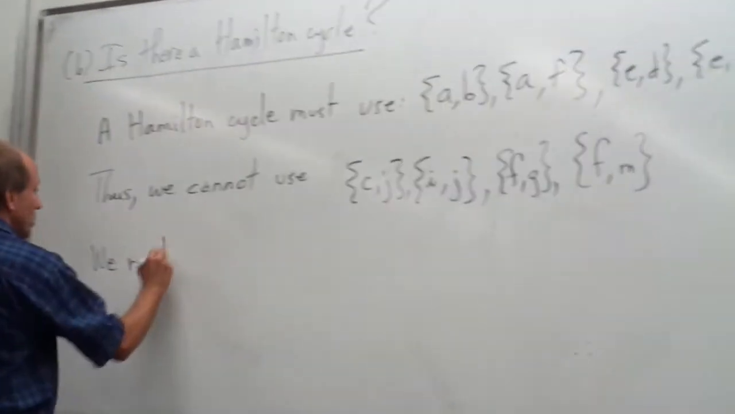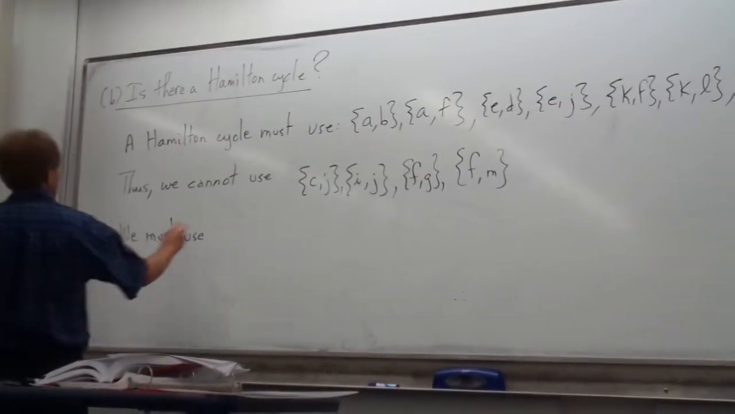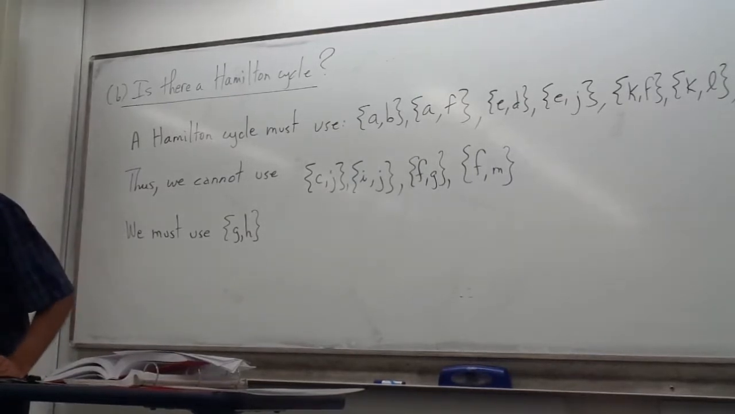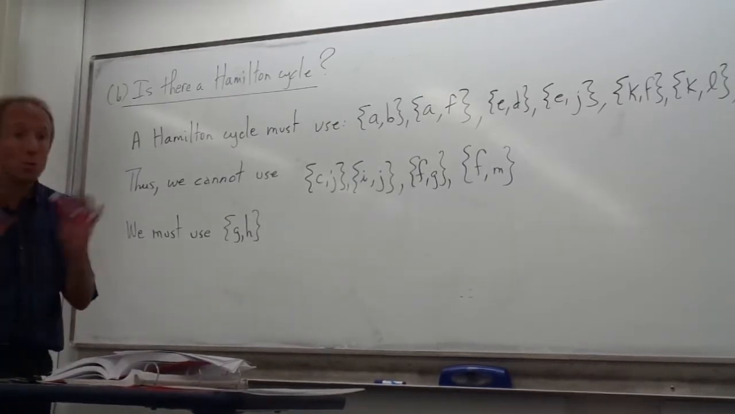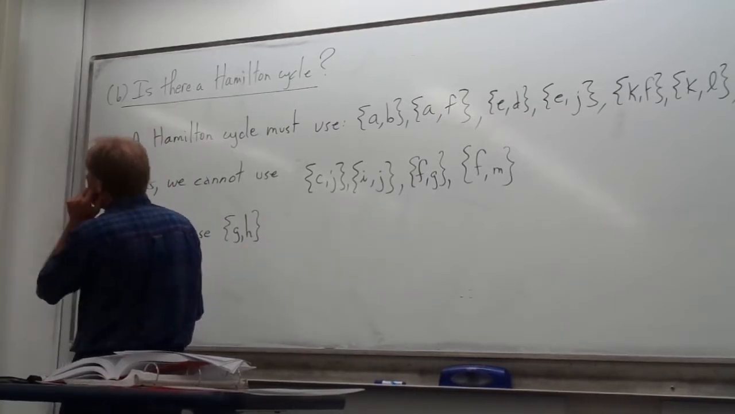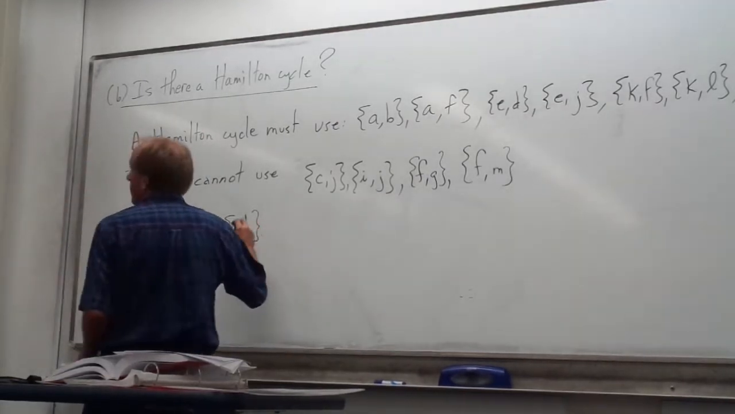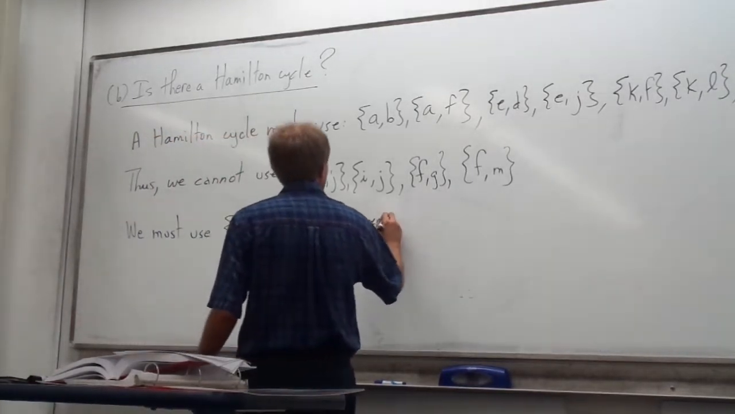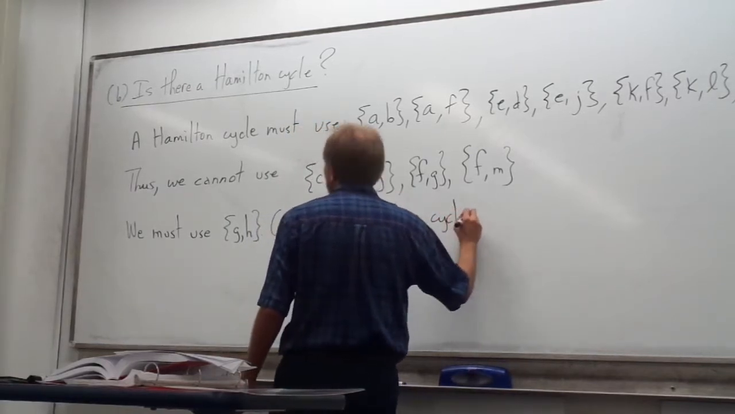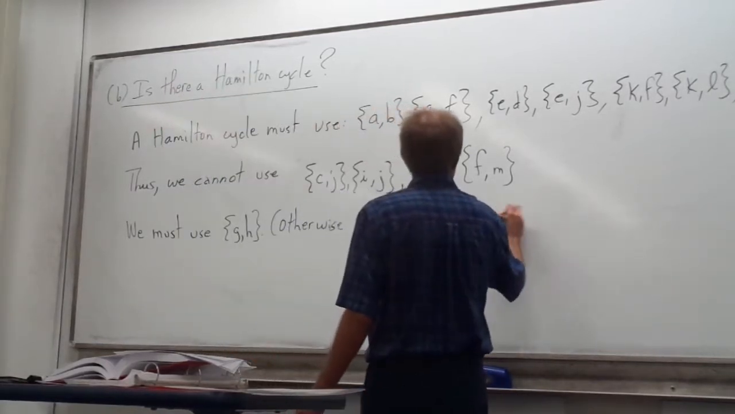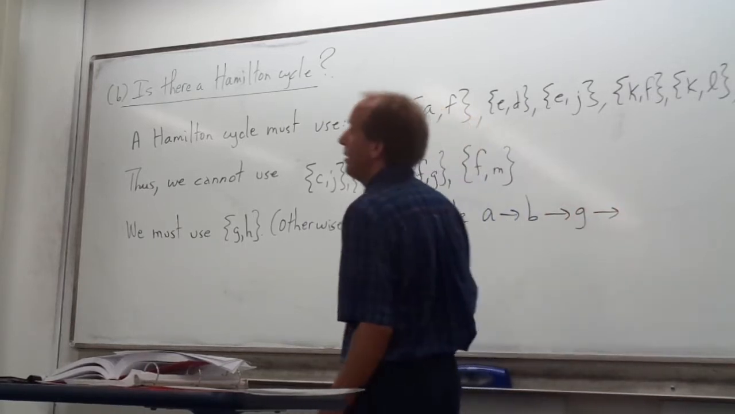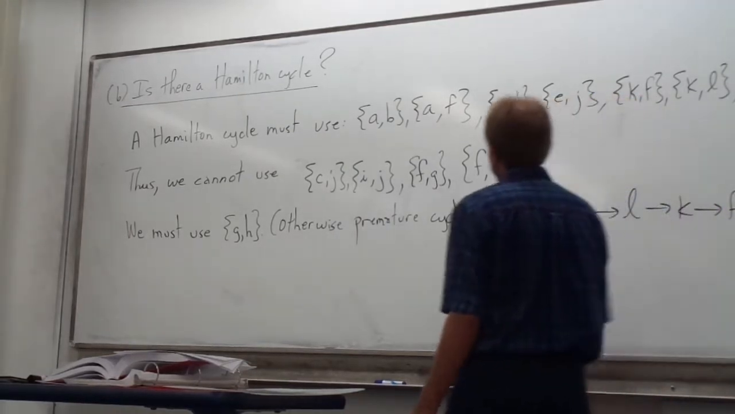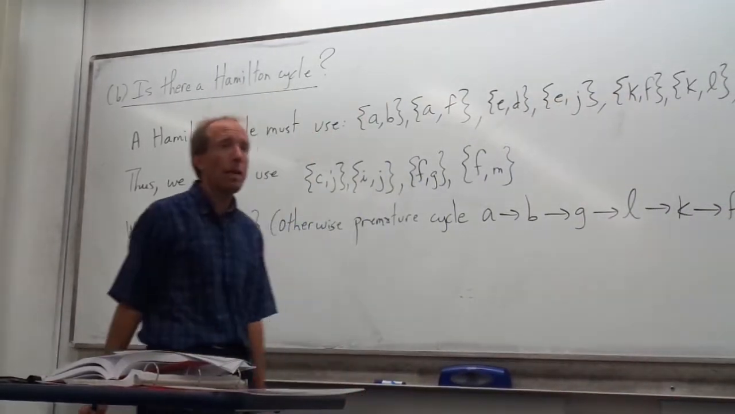We must use GH. By the way, we may not be going to a contradiction here. We might actually be coming up with a cycle that works, so don't assume it's no. Let's just see. We must use GH. Otherwise, premature cycle, and the premature cycle would have been, I'll just write it down, A, B, G, L, K, F, A. Right? So you have to use GH.